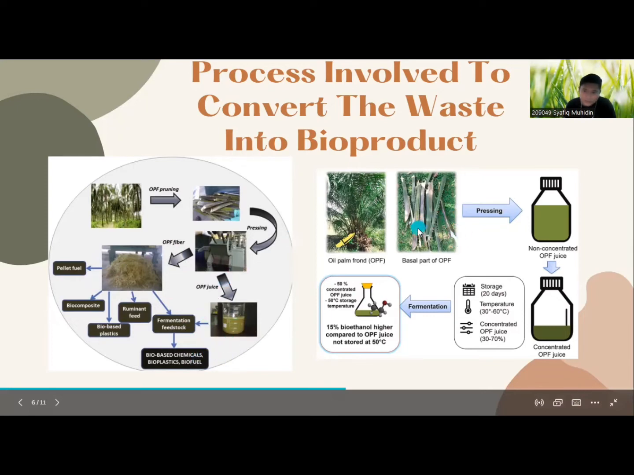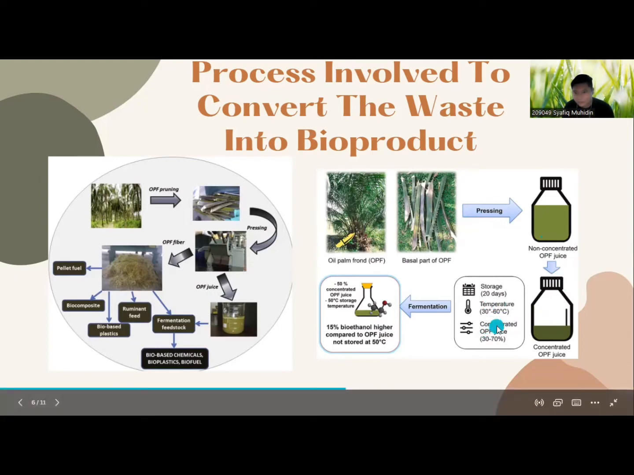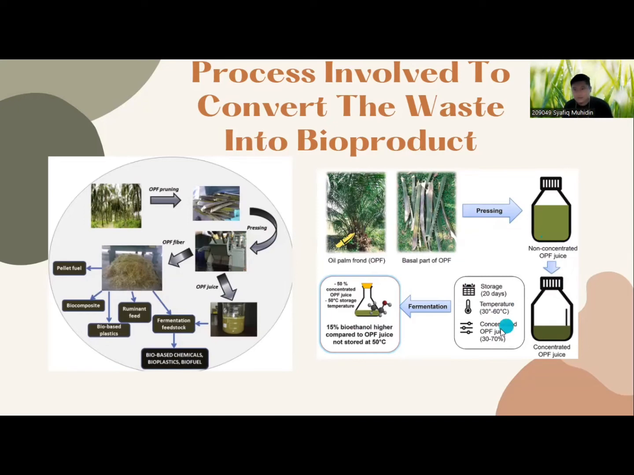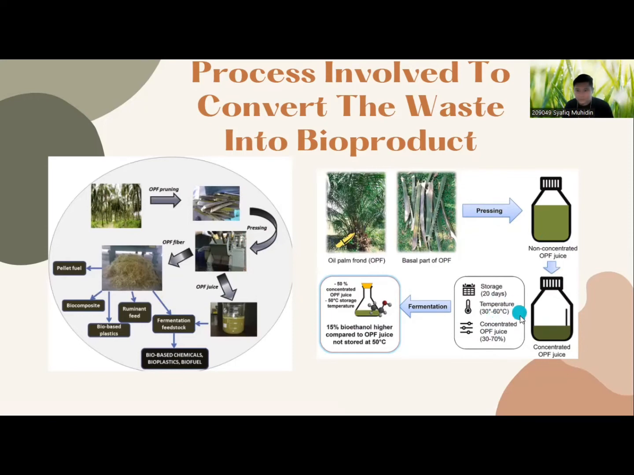In the right picture, we can see how OPF juice is processed to get bioethanol. With the same waste, we press it and get non-concentrated OPF juice, and then we concentrate it to about 30 to 70% concentration. We also store the OPF juice for 20 days at a temperature between 30 degrees Celsius and 60 degrees Celsius.